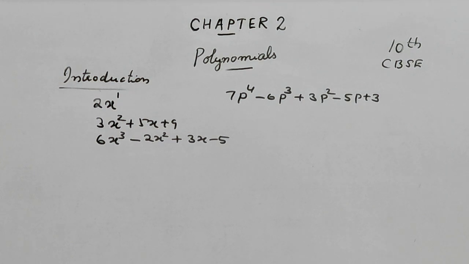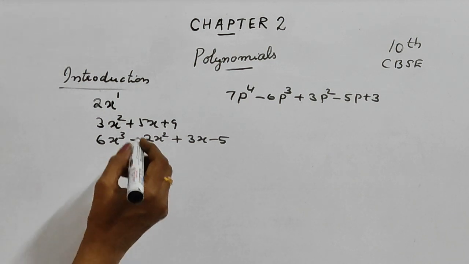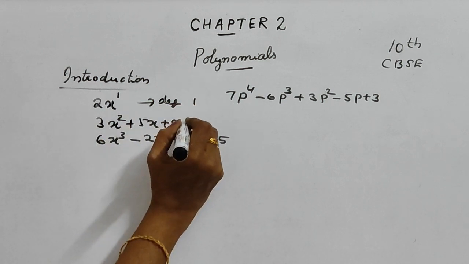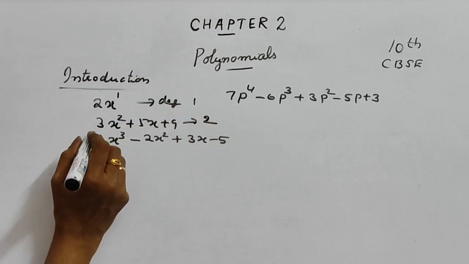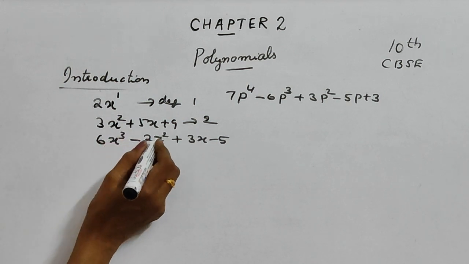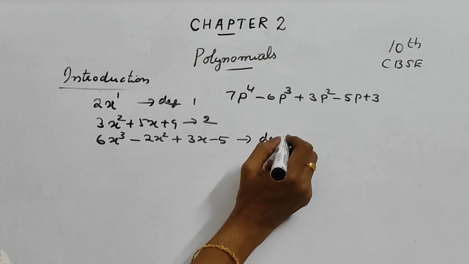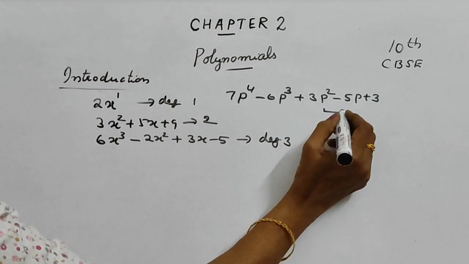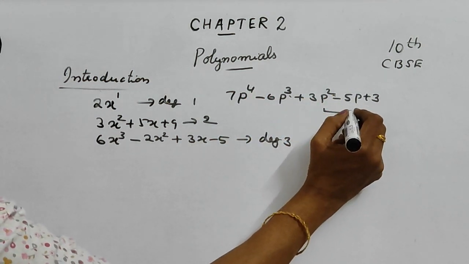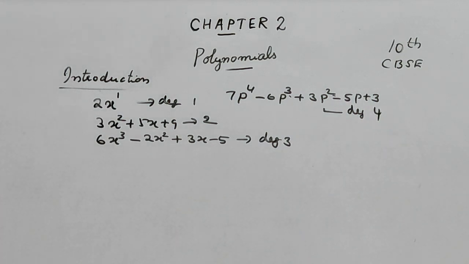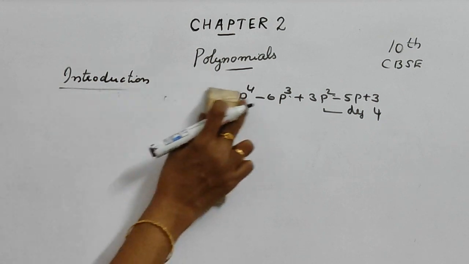See, degree of the polynomial. What do you mean by degree? Highest power of the variable in the polynomial is called the degree. Here the degree is 1. Here degree is 2. Here 1, 3, 2, 1. So highest is 3. Degree 3. In this polynomial 4, 3, 2, 1. Degree is 4.